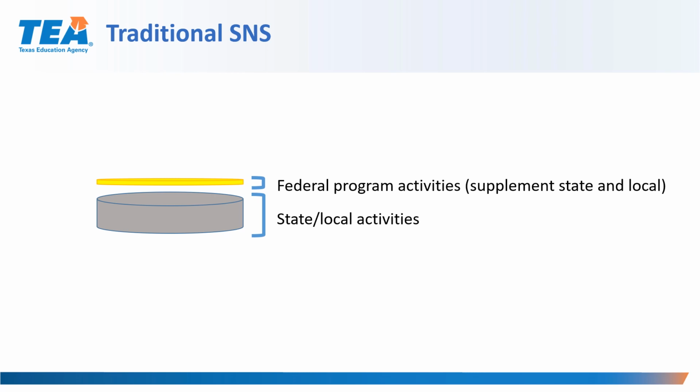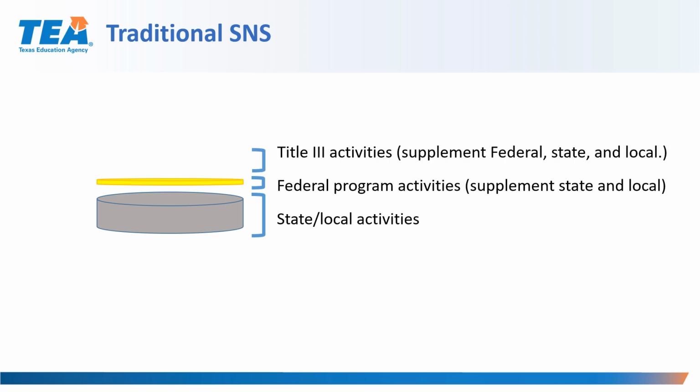Federal program activities that are required to supplement the state and local activities are like the icing on the cake. Program participants receive the cake as well as the icing. We wouldn't expect the icing to replace the cake. Programs like Title III Part A, which are required to supplement federal as well as non-federal funds, would be like cherries on top of the icing, which is on top of the cake.